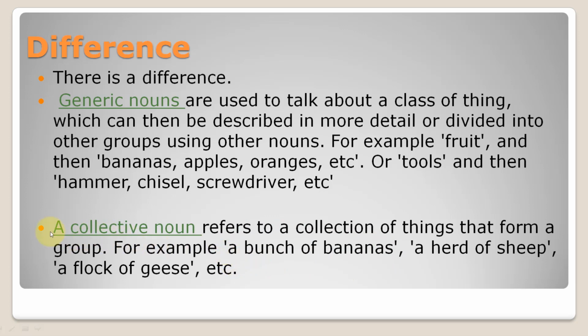Or maybe there are 5 or 6 bananas, so the group of those 5 or 6 bananas is called a bunch of bananas. Similarly, a herd of sheep, like maybe there are 10, 12, 15, 16 sheep, so all those sheep are collectively being called a herd of sheep, or a flock of geese, etc.